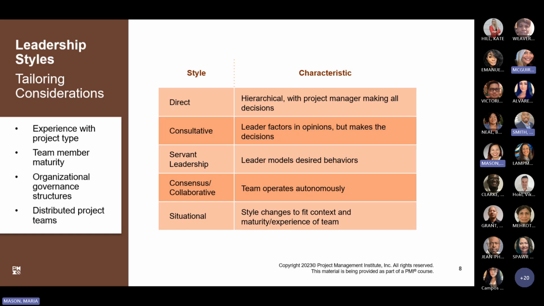Also, the governance structure of the organization influences the leadership style, right? And so that's part of the influence of the entire organizational culture. What's the precedent? What's the experience? What's the expectations within the organization that you're working? And then think about how your team is located, right? How can you enable them to work their very best under potentially challenging conditions?